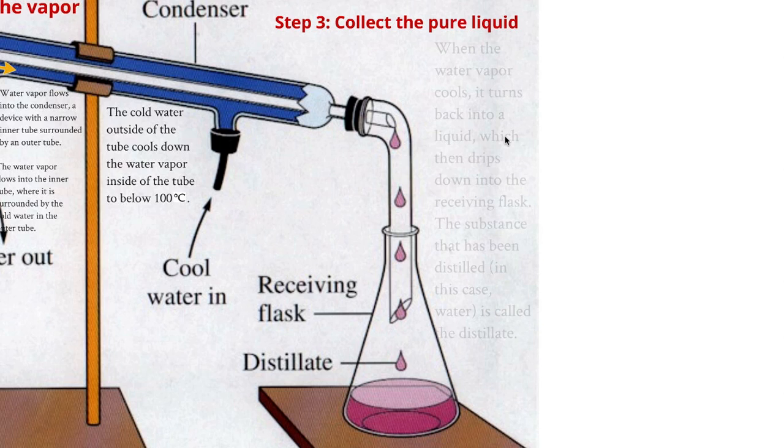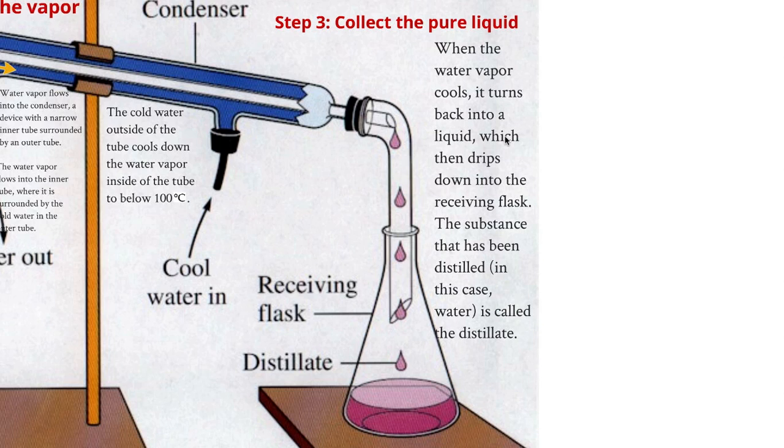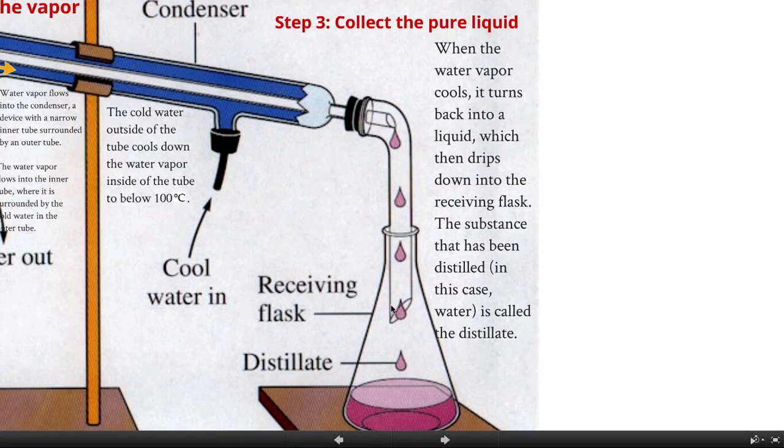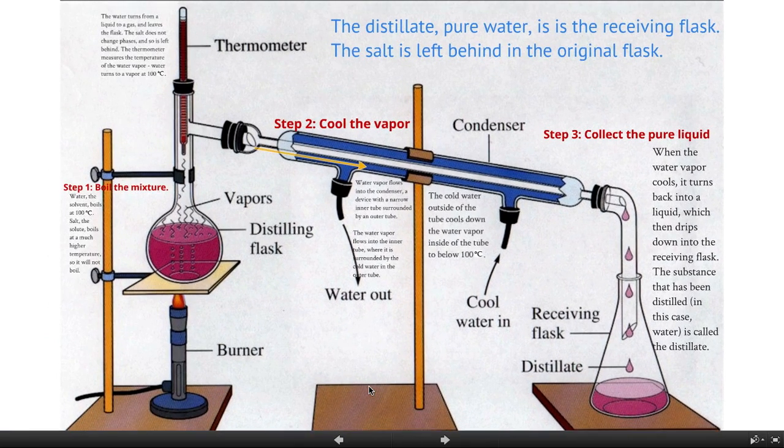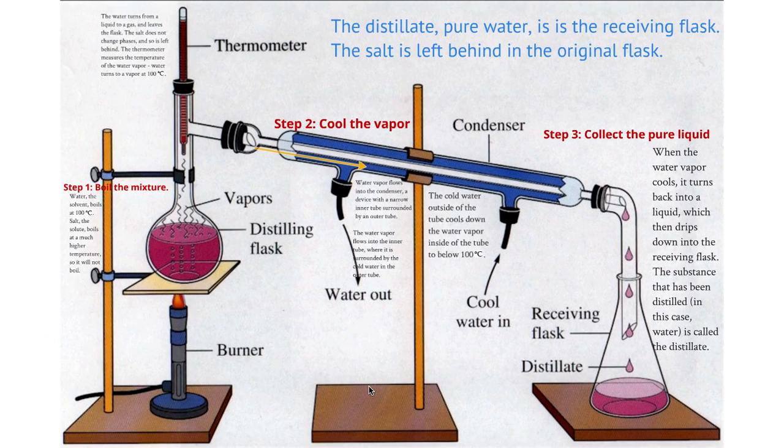You collect a pure liquid. When the water vapor cools below 100 degrees Celsius, it's going to turn back into a liquid, which then drips down into the receiving flask. The substance that has been distilled, in this case water, is called a distillate. So this right here is a distillate. That is what has been separated from the mixture. And that is the process.